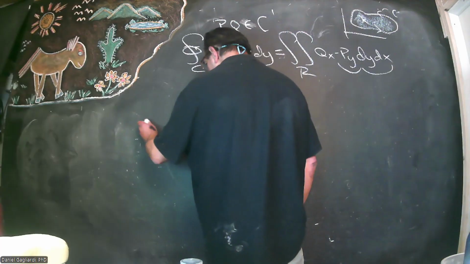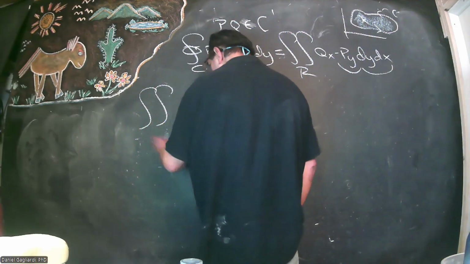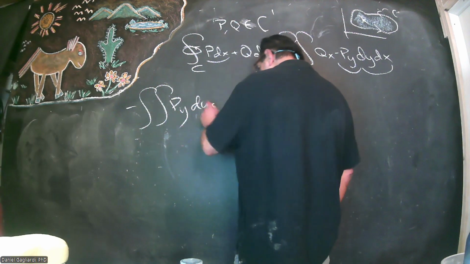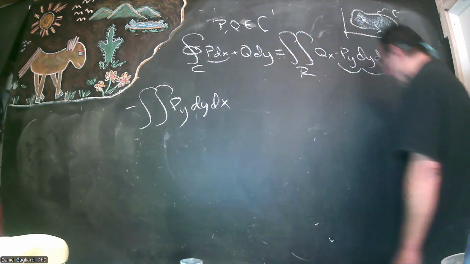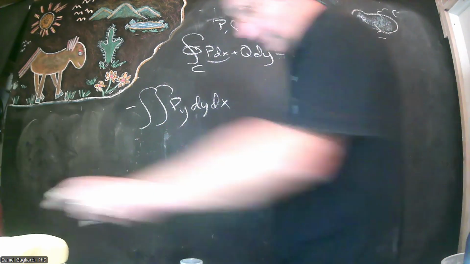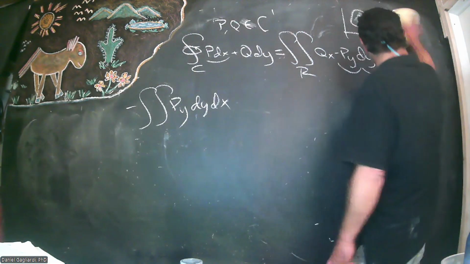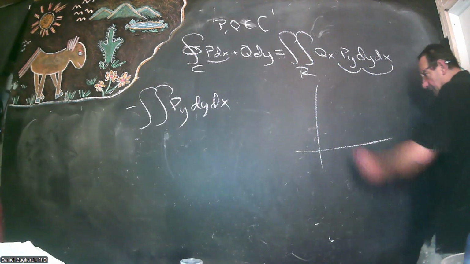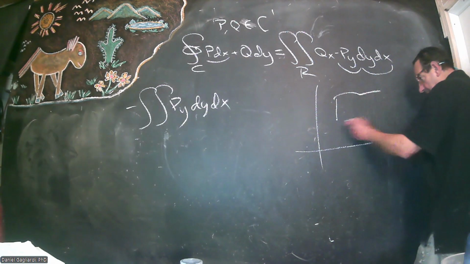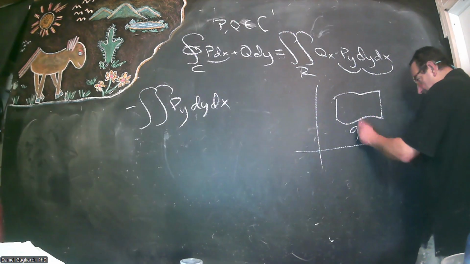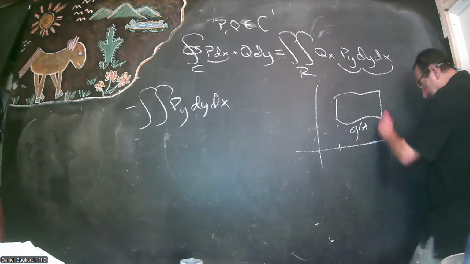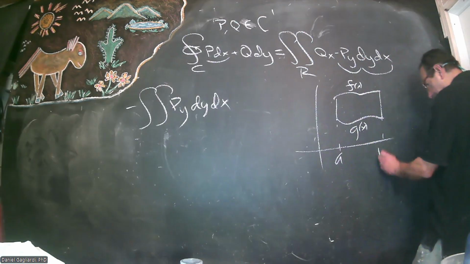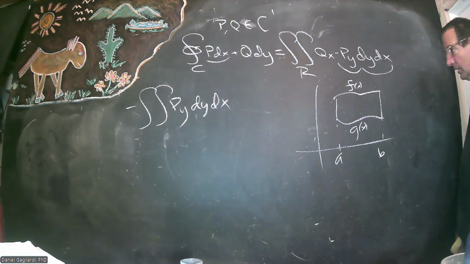All right, so cool. Let's take a look at the double integral of negative Py dy dx. And here's the region over which we're going to show that this is true. So here we have a type 1 region. I have an upper function and a lower function. I'll call the lower function g of x, and I'll call the upper function f of x. And then we're going to go from a to b.